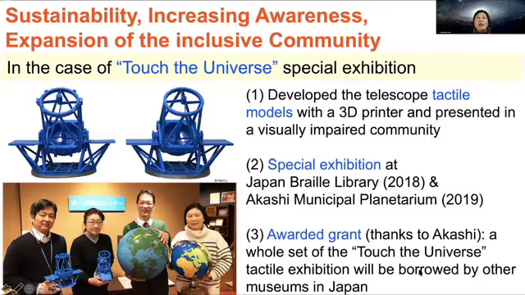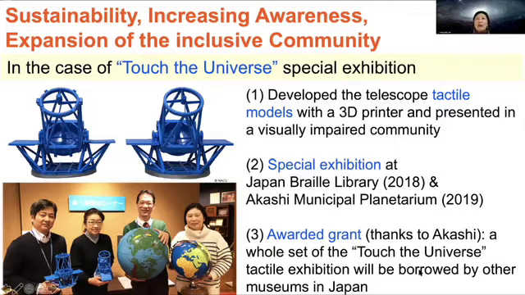First, based on communications with visually impaired people, I recognized that developing a 3D tactile model is essential. Fortunately, I won a 4-year grant and developed tactile models of the Subaru telescope with a 3D printer. When I presented them at a visually impaired group, I received very positive feedback, and a participant introduced me to the director of Japan Braille Library. Next, working with Japan Braille Library, I supervised the Touch the Universe special exhibition in 2018.